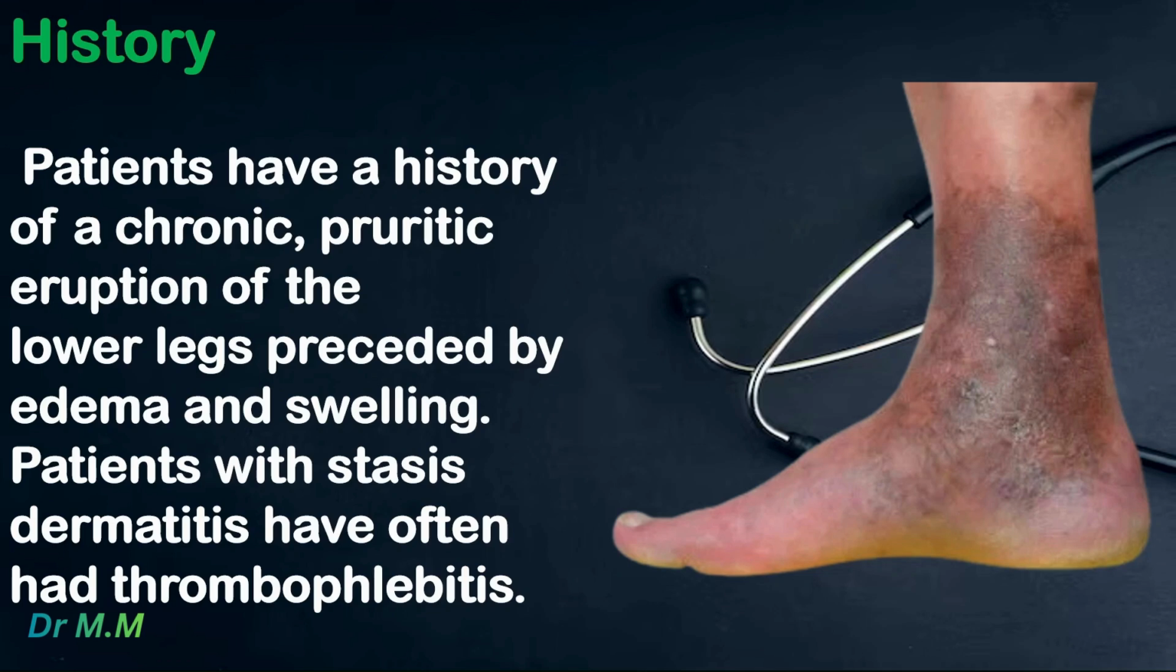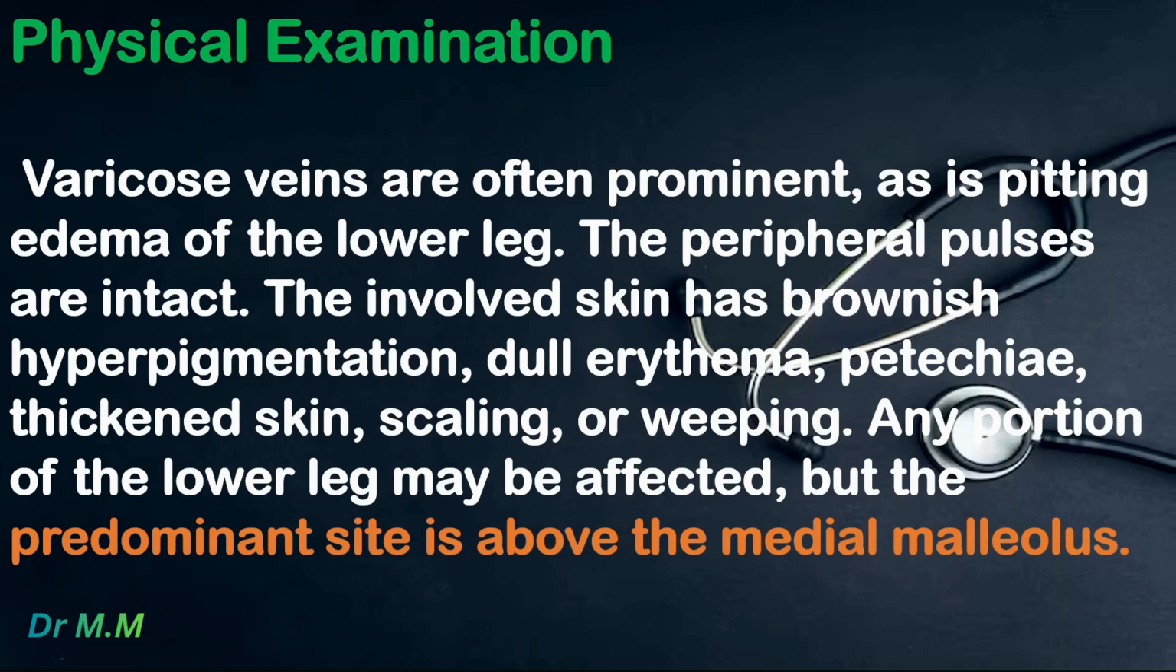Patients with stasis dermatitis have often had thrombophlebitis. Physical examination: varicose veins are often prominent, as is pitting edema of the lower leg. The peripheral pulses are intact. The involved skin has brownish hyperpigmentation, dull erythema, petechiae, thickened skin, scaling or weeping. Any portion of the lower leg may be affected, but the predominant site is above the medial malleolus.